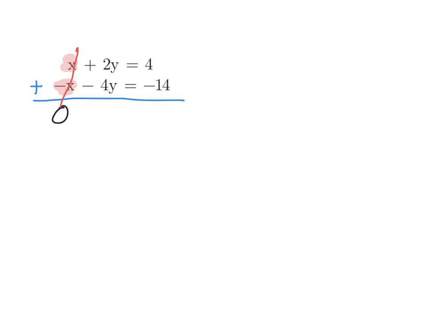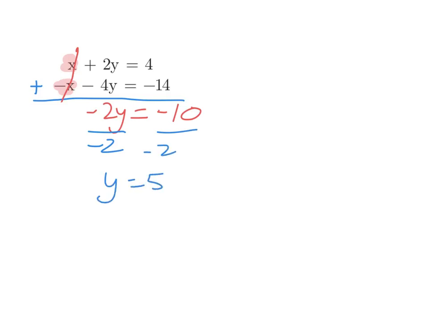Now the rest of this, what is plus 2 minus 4? It's negative 2. Negative 2y. And then 4 minus 14, or 4 plus negative 14, is negative 10. So what I've done is step 2, and now I've done step 3. I combined the equations together, and I got a new equation that only has one variable. And now I have to solve this equation. So how am I going to do that? Divide by negative 2. So what does y equal?